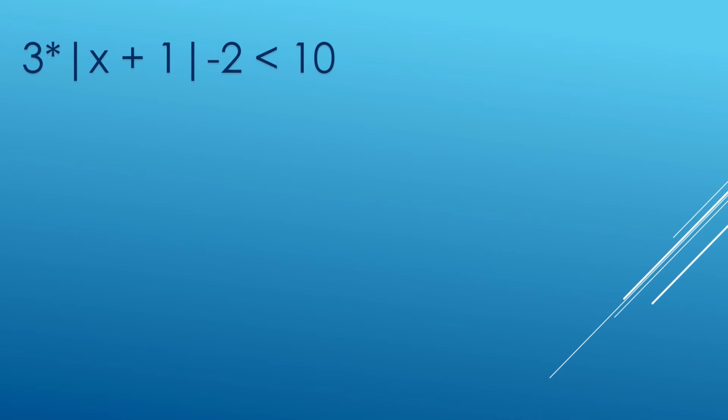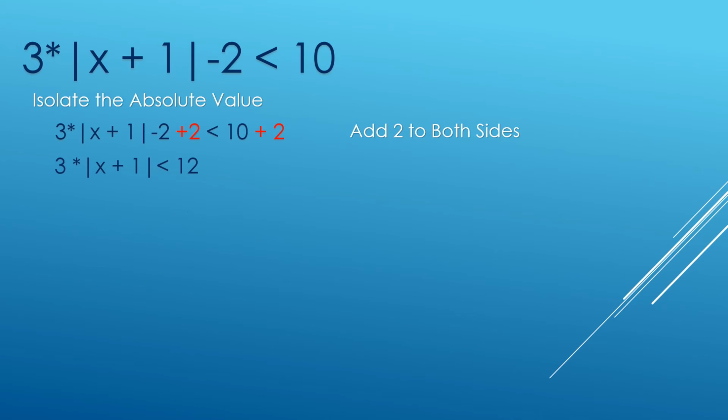All right, our first example, 3 times the absolute value of x plus 1 minus 2 is less than 10. Okay, so the first thing we always have to do is isolate the absolute value bars. To do that, we want to add 2 to both sides. Okay, and when we simplify that, we have 3 times the absolute value of x plus 1 is less than 12. Now we need to divide both sides by 3. And when we simplify that, we get the absolute value of x plus 1 is less than 4.